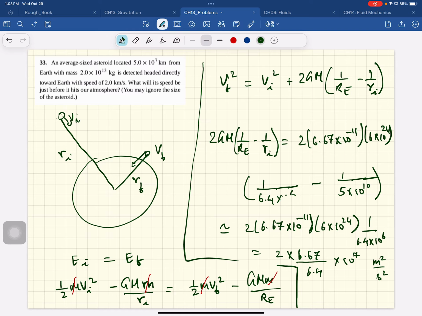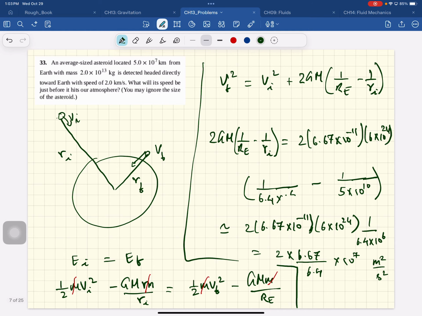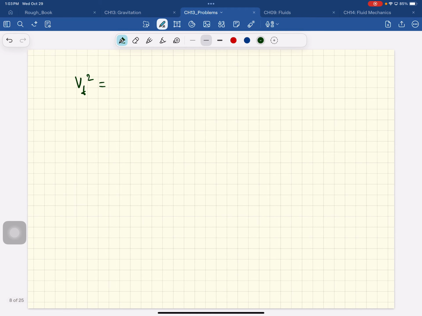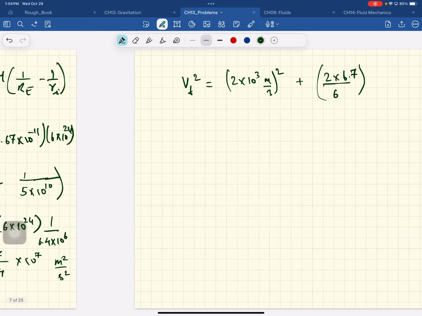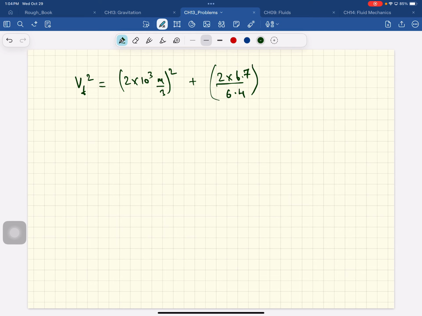All right. So V final squared equals V initial squared. V initial squared was 2 times 10 to the 3 meters per second, squared, plus 2 times 6.7 divided by 6.4 times 10 to the 7.